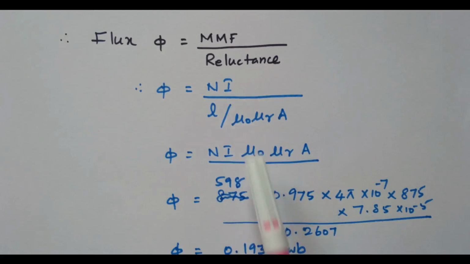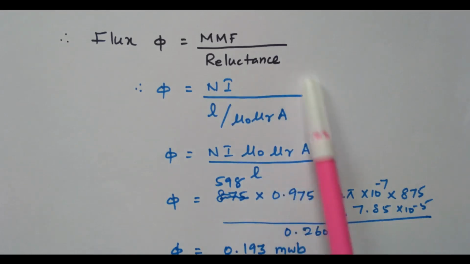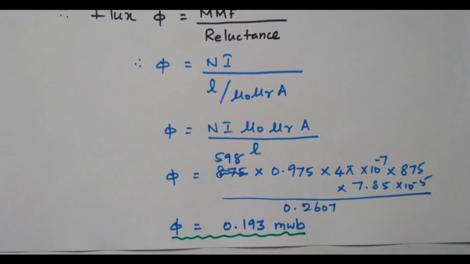The formula is available. So this mu naught mu r A will go to the numerator. So flux equals N into I mu naught mu r A divided by L. Now we will substitute the values one by one. N is 598 turns. The current equals 0.975 amperes. Mu naught is 4 pi into 10 to the power minus 7. Mu r value is given as 875. The area we calculated is 7.85 into 10 to the power minus 5.